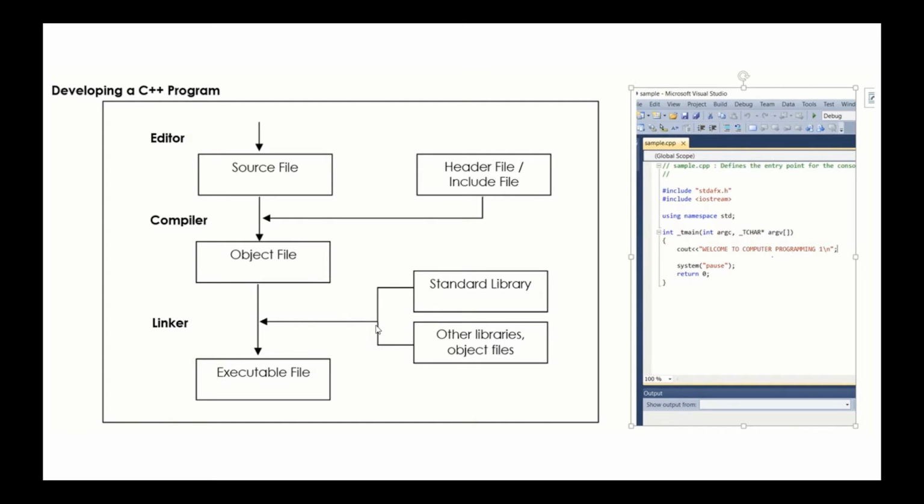As you can see, we have here our code and our standard library, and this code can be transformed into an object file. The linker combines the standard library and the object code needed for an executable program. Then this executable program indicates the task according to the coded instructions. In this program, the instruction is to display a message, "Welcome to Computer Programming 1."